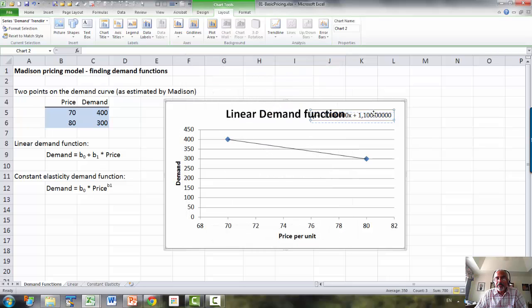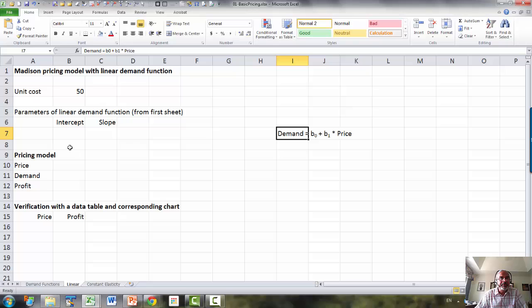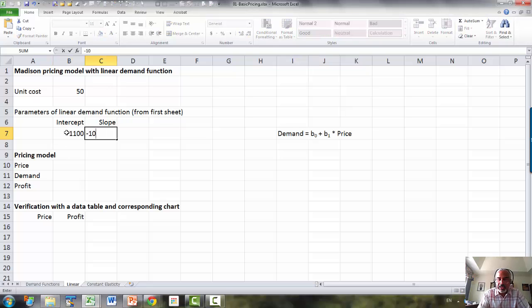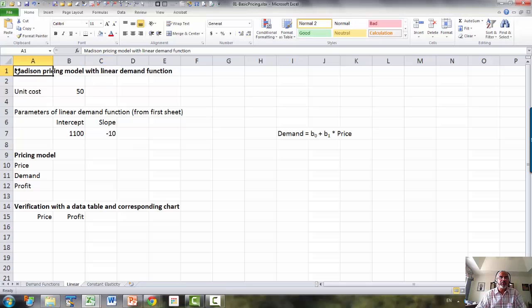Now let's move that down here. And you see that the decimal places are all 0. So here 1100 is your B sub 0 and minus 10 is B sub 1. Let's go to the linear tab and enter those values there. 1100 is the intercept and minus 10 is the slope. We'll come to this sheet in just a little bit.